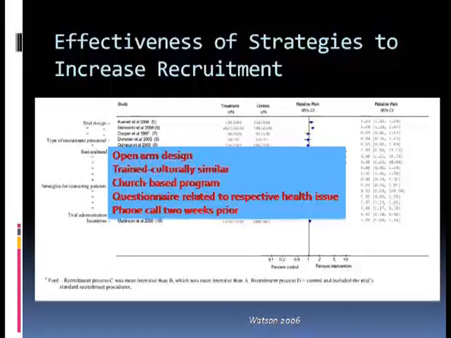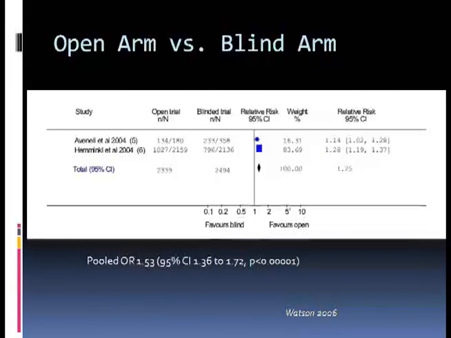Questionnaire related to the respective issues. So this is a trial of prevention of injuries. And they send the information about the trial, but also a questionnaire that was evaluating the safety in the house, evaluating various aspects, steps and so forth, rugs. And it turns out that if you add the questionnaire that's specifically related to the health issue that you are trying to address, then the response rate is higher. Yeah, open arm versus blind arm helps.